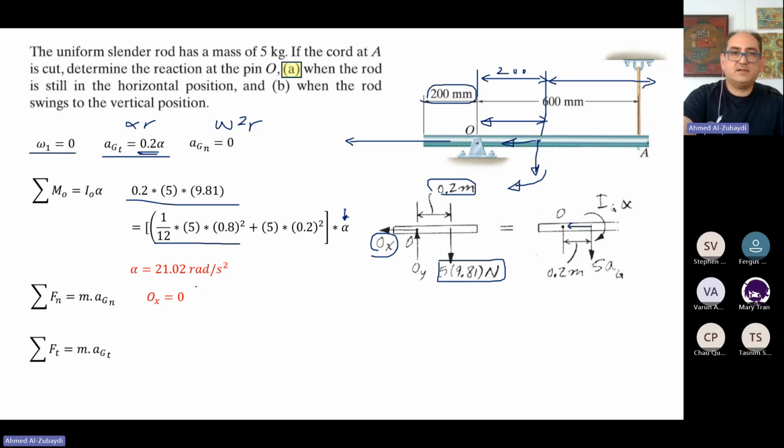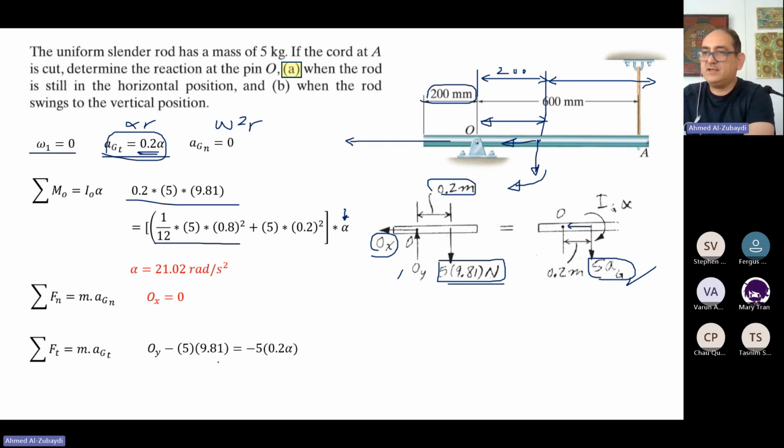Then I will go to the tangential one. This force is going to be equal to mass multiplied by the AGT. AGT now is known because we know the alpha, so I can find this value. On this direction is going to be the OY minus the weight. So I can solve for the value for the OY, and it's going to be equal to 28 Newton. If I would like to find the resultant, I just need to add the 0 square plus 28 square under square root and I will find the answer for that.